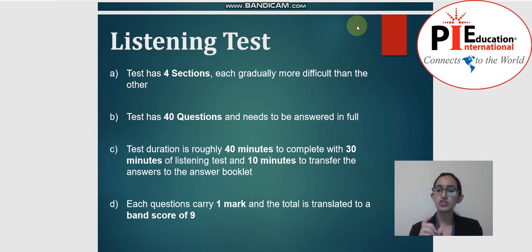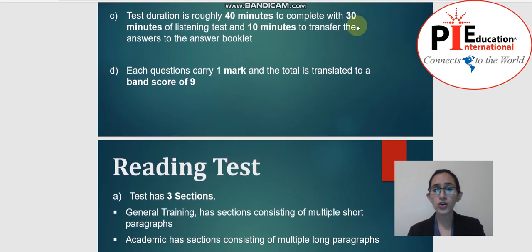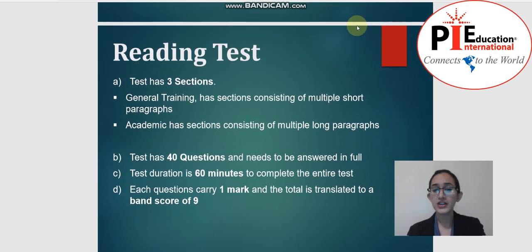Your actual time will be 30 minutes, and the last 10 minutes that is given is for transferring your answers from the question paper to your final answer sheet. And you are scored on a band scale of 0 to 9, where your minimum score is 0 and the highest band is 9. So let's move on to the next section, which is your reading test.